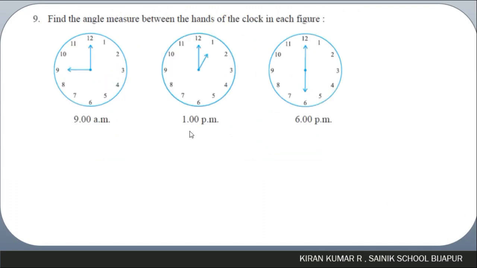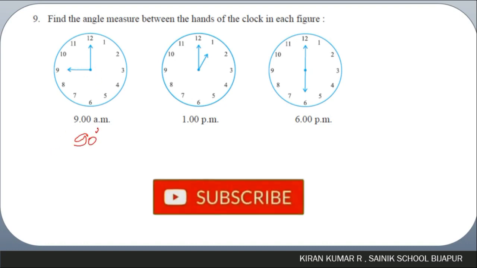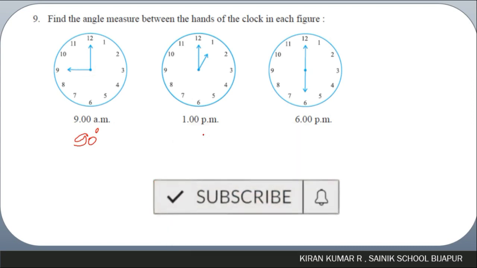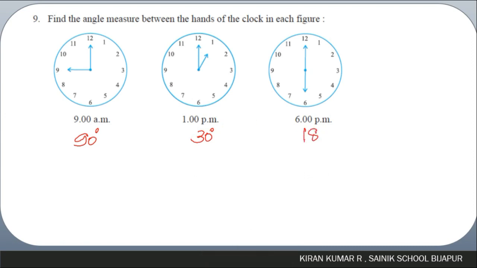Question number 9. Find the angle measure between the hands of each one of the figure here. Here 9 a.m. the angle formed is 90 degrees. Here it is 1 p.m. the angle formed is 30 degrees. Here 6 a.m. 6 p.m. the angle formed is 180 degrees.